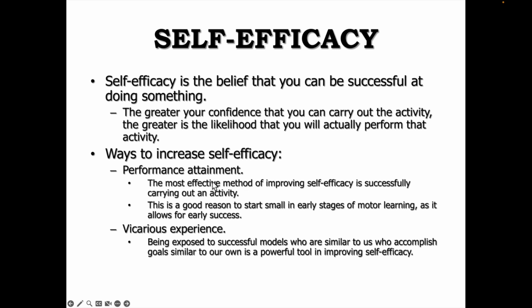Number 1 is performance attainment, or success in performance. This has been shown to be the most effective method of improving self-efficacy. This is why it's very important, especially in the early stages as someone starts learning a new skill, to show that participant early success. For example, if someone's practicing free throws, you can show them that at the beginning of the practice session they were only making 50% of their free throws, and by the end of the practice session they're now making 70%.